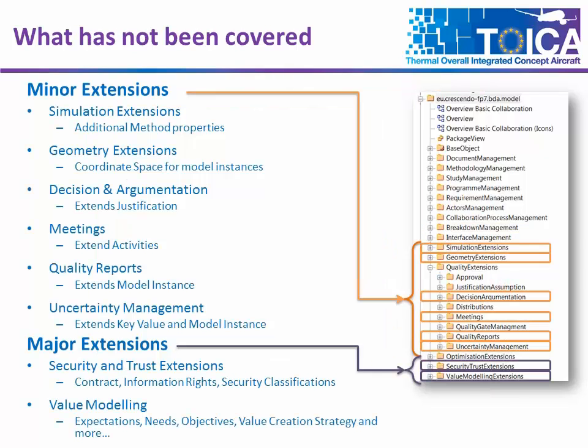Things that have not been covered in this webinar are some minor extensions, such as simulations, which just adds additional properties to methods, geometry extensions, which cover coordinate spaces for model instances, decisions and argumentations, which are extensions of justifications, meetings, which extend activities, quality reports, which are extensions of model instances, and uncertainty management, which extends key value and model instances.